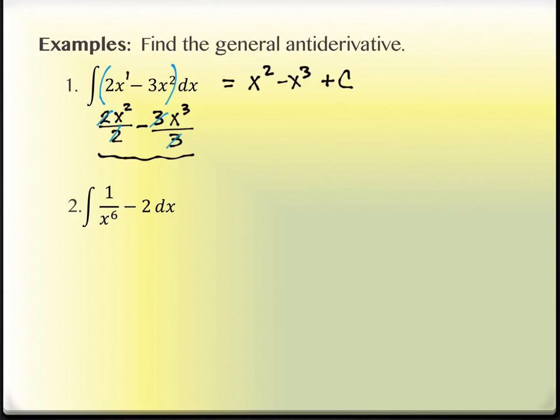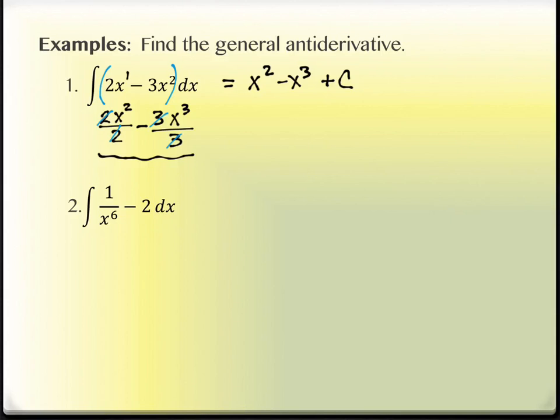How could I check to make sure that this is right? I could do the reverse. I could take the derivative of this, right? Every single time you can check your work. You can do it on the gateway easily as well. Every time. So if I were to take this derivative, the derivative of x squared is 2x, that checks. The derivative of negative x cubed is negative 3x squared, that checks. And the derivative of the plus c is 0. Okay?